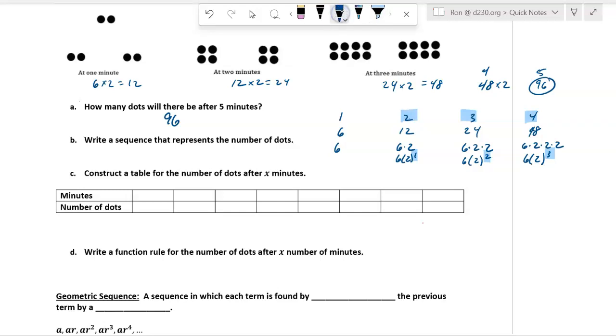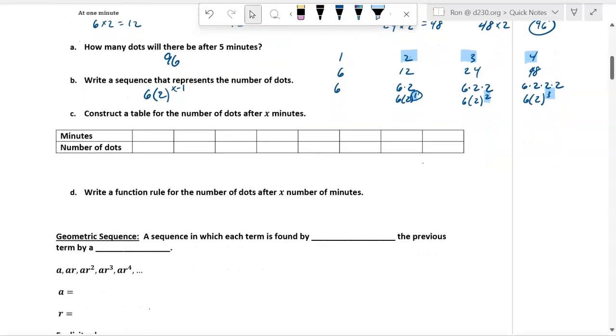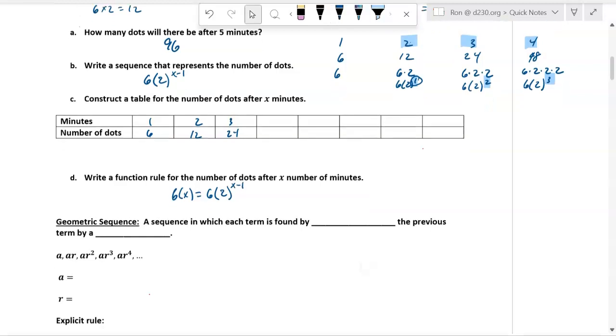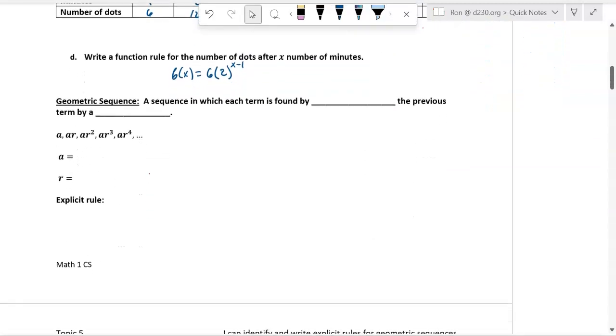So to write this formula, we're going to say this would be 6 times 2 to the x, and our exponent is always 1 less than our x value. So we do x minus 1. So with this, I can create a table by saying after 1 minute, there were 6, 2 minutes, 12, 3 minutes, 24, and so on. And then the function rule we could create would be 6 times 2 to the x minus 1. We're going to make this a little easier down the road.